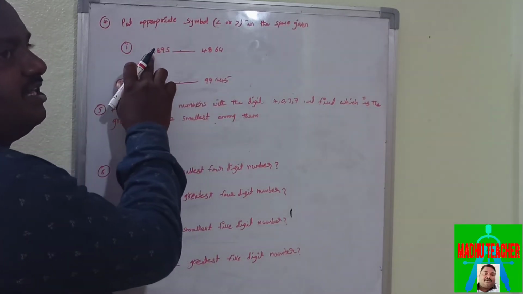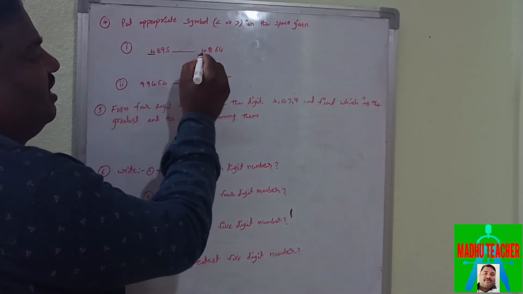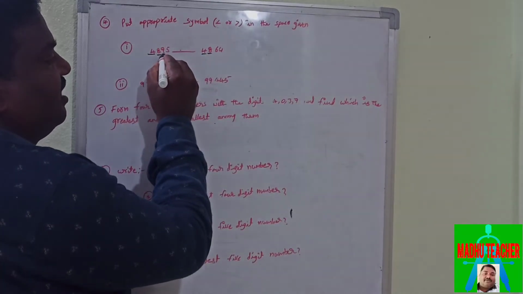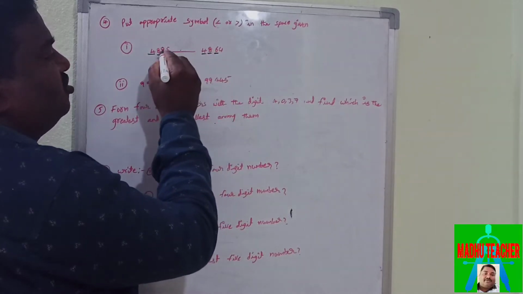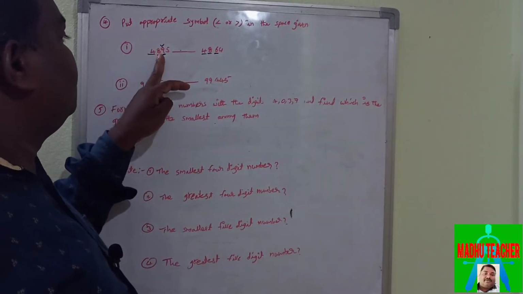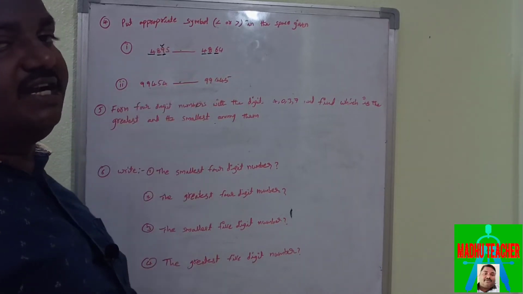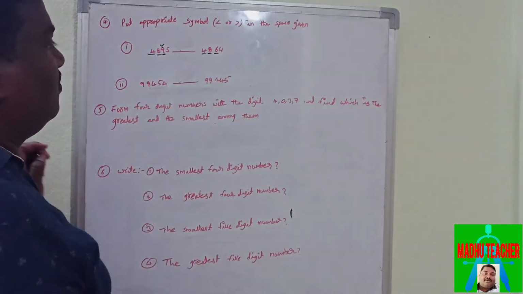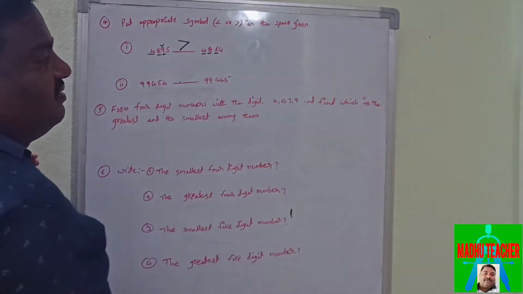First, see the first digit from left. This is 4 and this is also 4, and 8. This is 9 and this is 6. Among these two, 9 is the greatest number. 9 is greater than 6. So we can say that 4895 is greater than 4864. So this is greater, which means you have to write greater than.